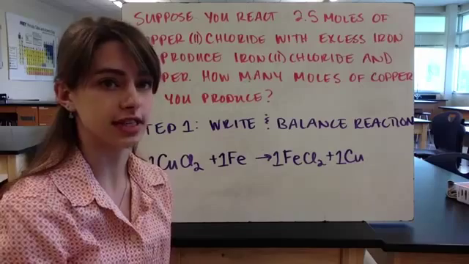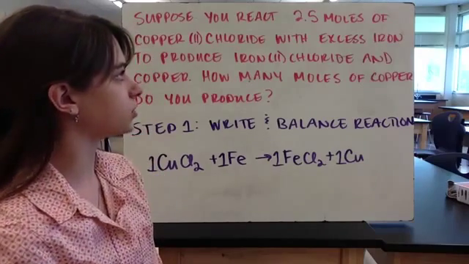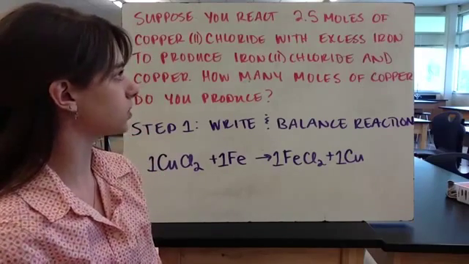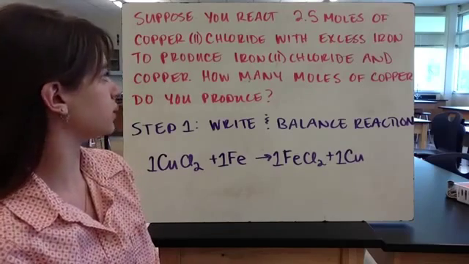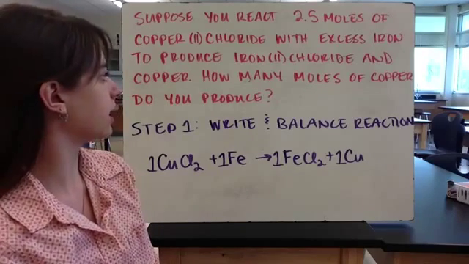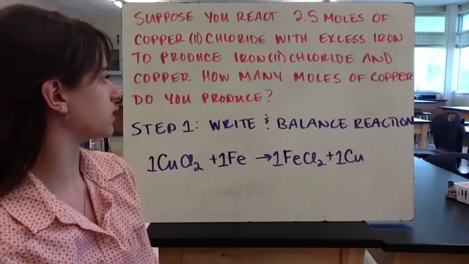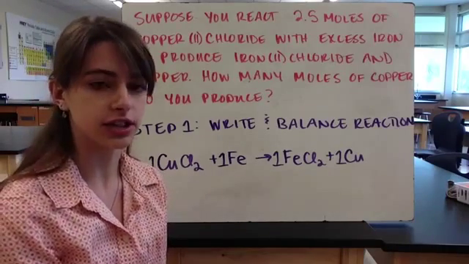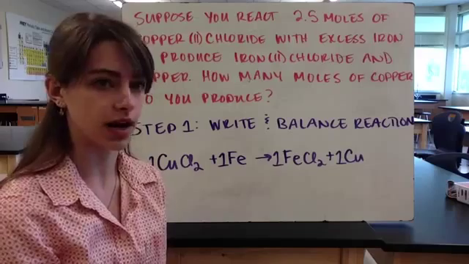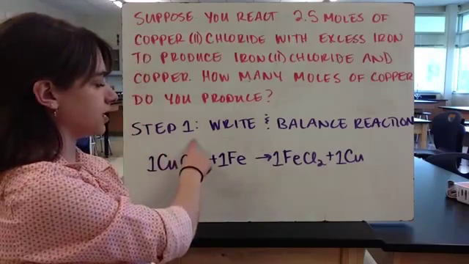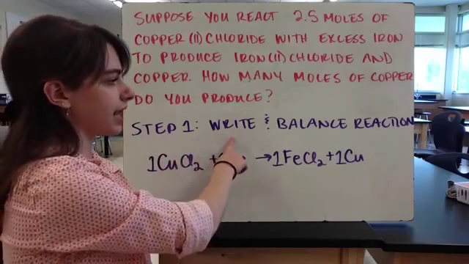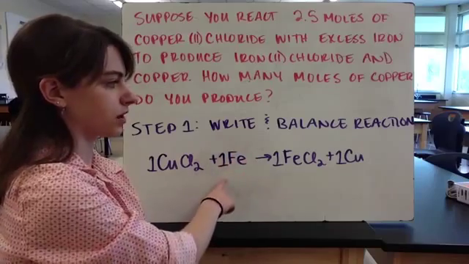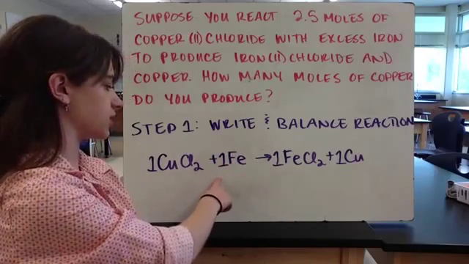So here's our first example. Suppose you react 2.5 moles of copper 2 chloride with excess iron to produce iron 2 chloride and copper. How many moles of copper do you produce? We're going to use our balanced chemical reaction to be able to predict amounts of products. So the first thing that we need to do, our step 1, is to write and balance the chemical reaction, or balance the reaction equation.